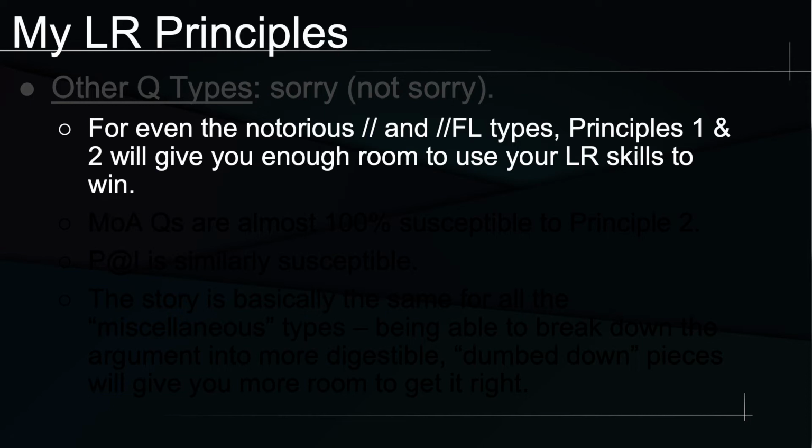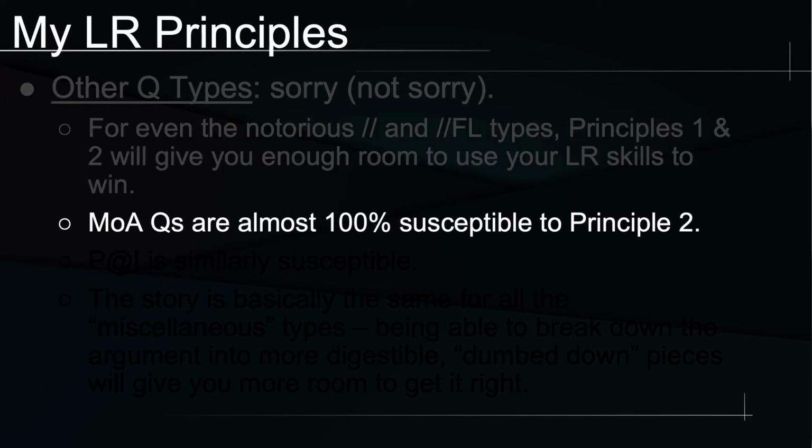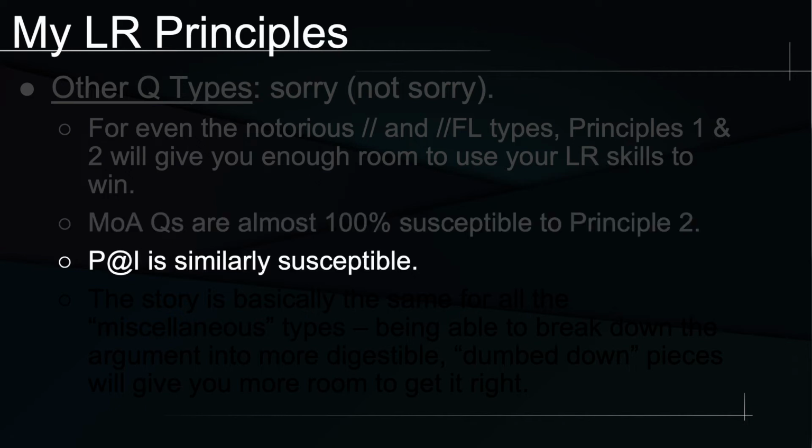The rest of them, even if they can be kind of hard at times because they're written weirdly, principles 1 and 2 more or less are enough for most people to kind of figure out how to do it on your own after that. And so as an example, aside from parallel reasoning and parallel flaw, method of argument questions, those are almost 100% susceptible to principle 2. When you end up generalizing a method of argument stimulus, you'll see that, okay, piece A relates to piece B in this way, and that relates to conclusion C at the end. And seeing the relationship between those 3 pieces is going to be basically the answer choice for any method of argument question.